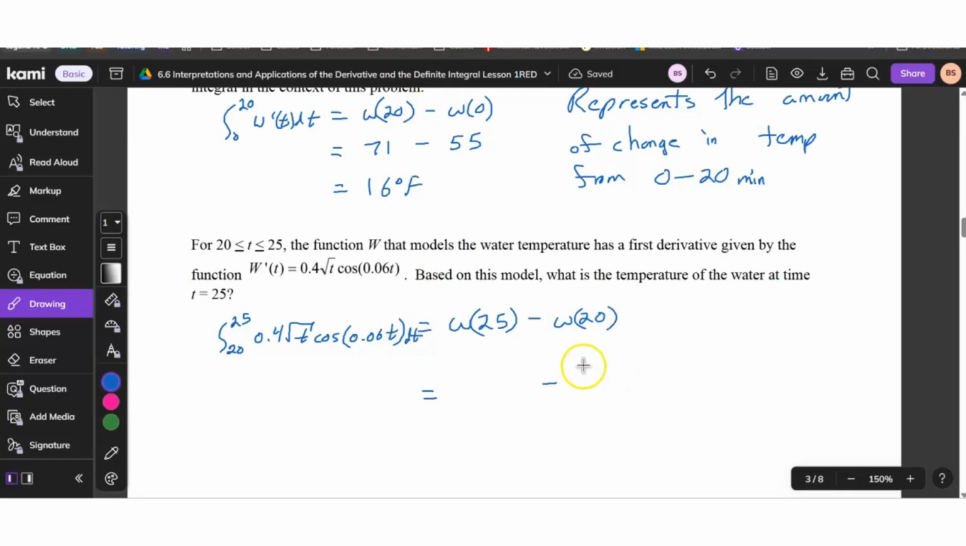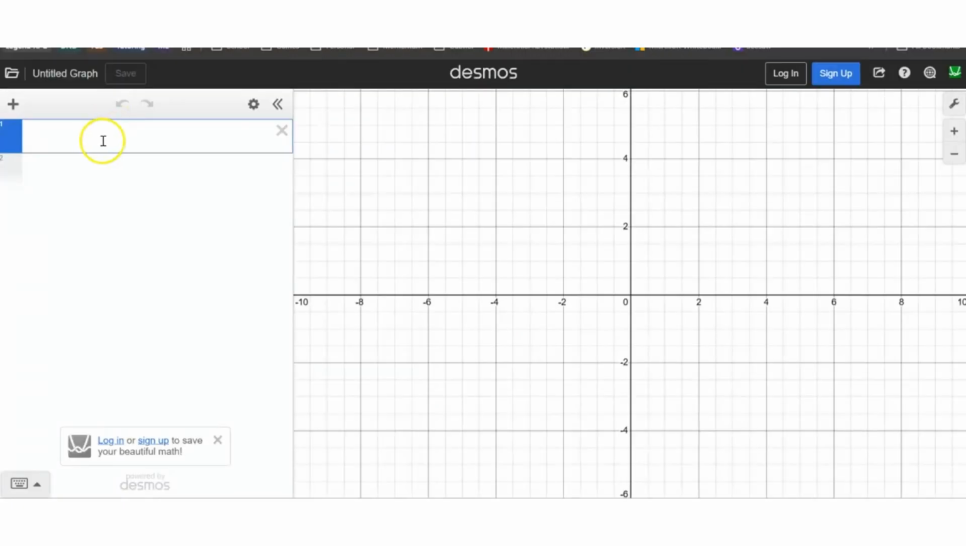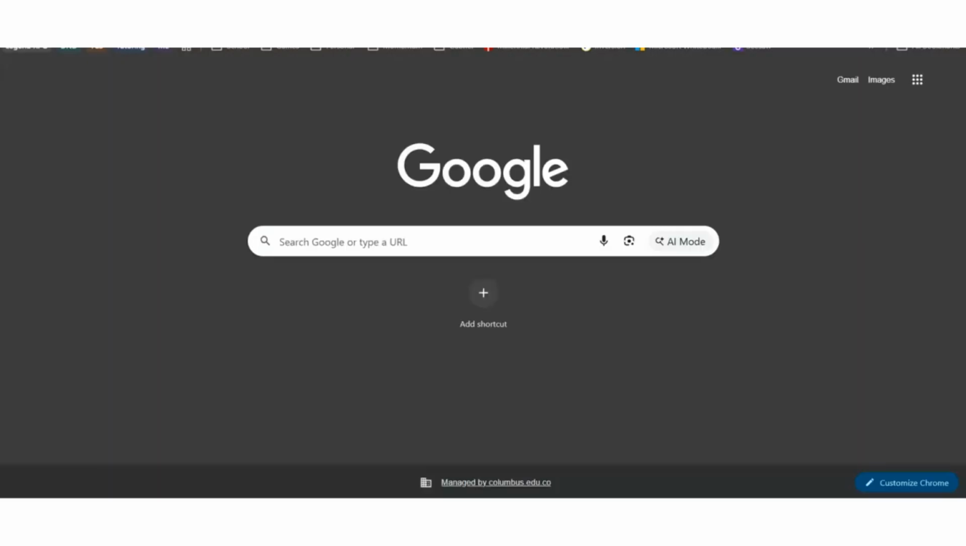You're absolutely correct. So here, W of 20 we know was 71, right? W of 25 is what we're looking for. And do we have a way to figure this out now that we have the equation? Yes, you can take the antiderivative. I just got to put it in my calculator, right? Yeah. So let's put it into our calculator.